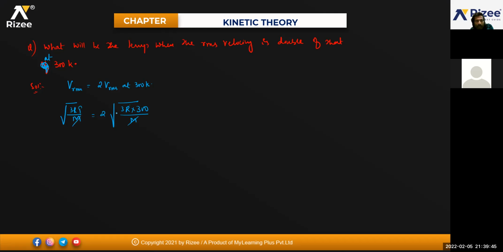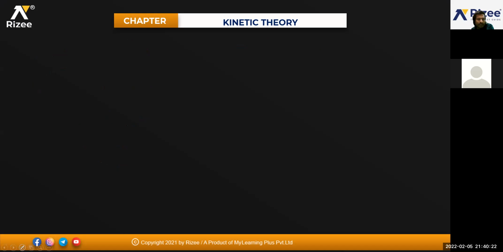The capital M, the 3R, and this root will get cancelled. So if I cancel the root, T is equal to 4 times 300. So 4 3s are 12. So this will become 1200 Kelvin. Clear, beta? So next question.